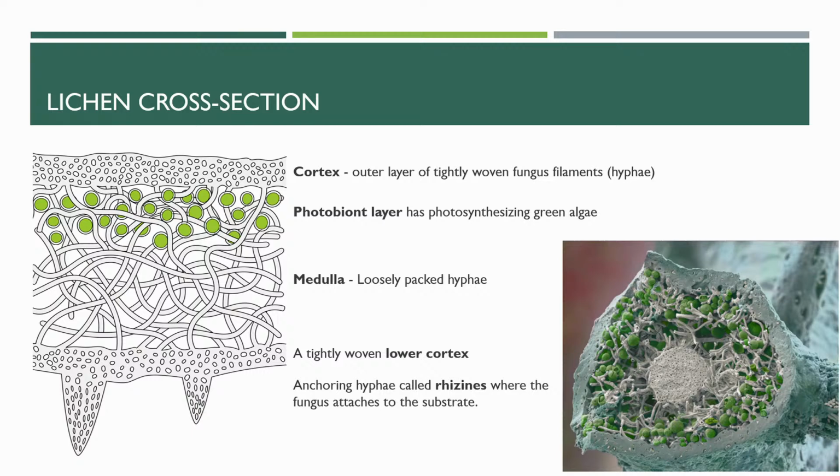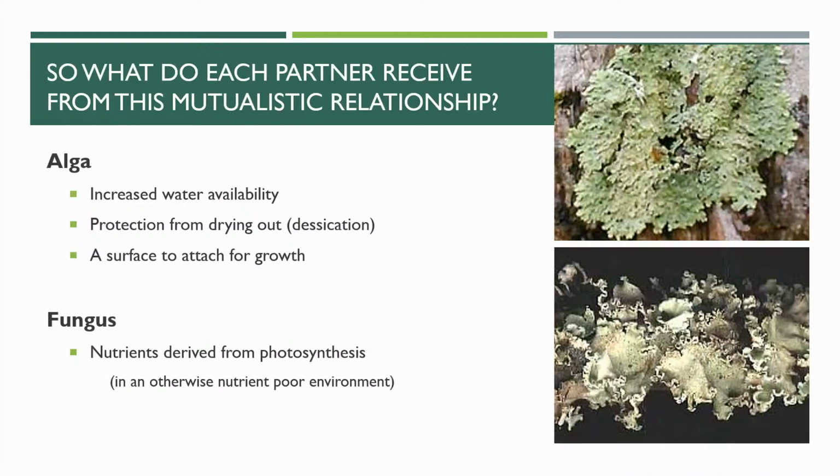So just to give you guys an idea of what it looks like, you don't have to memorize these words, but just know what a lichen is. And so also understand what each partner receives from this relationship. So the algae, remember, is photosynthetic. So usually the algae gets increased water availability from the fungus because the fungus has the hyphal root system. Also helps from drying out because the fungi provide access to water.